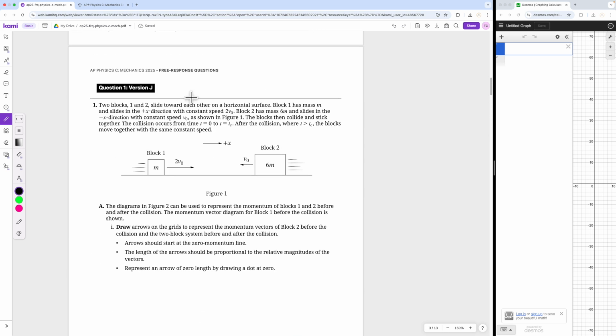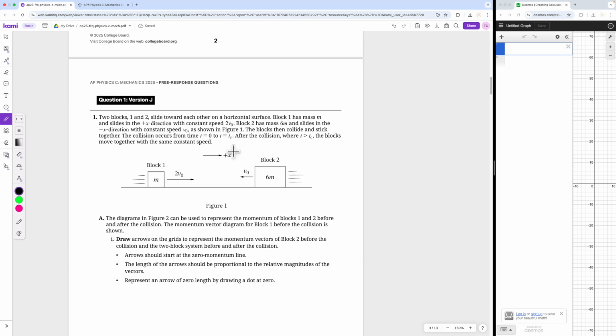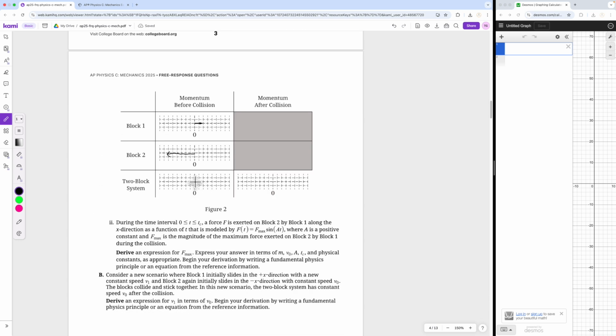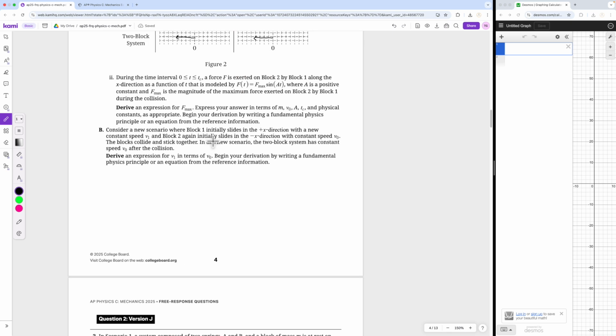And after the collision, what is our momentum going to be? It's actually going to be the same as before the collision as well. Remember, conservation of momentum. There is no external force being applied here. So 2 mv minus 6 mv gives us negative 4 mv. So 1, 2, 3, 4. And that's going to be the same over here. 1, 2, 3, 4. That's part 1. Let's do part 2 now.